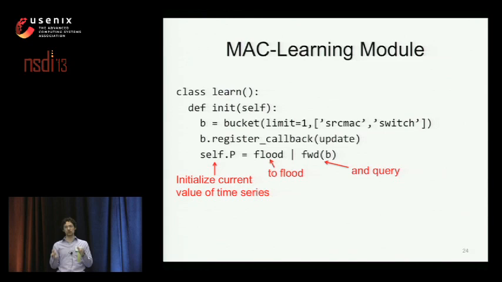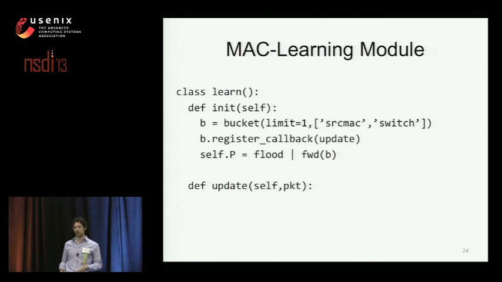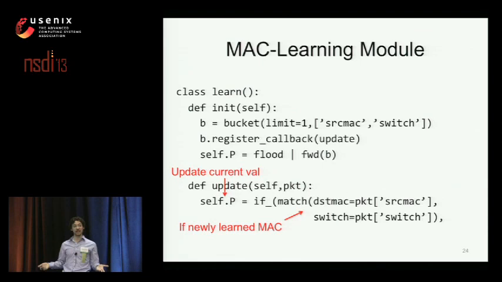In case you're not familiar, a MAC learning switch works by starting out by flooding, and over the course of time, it learns the correspondence between MAC addresses and ports and changes its forwarding behavior accordingly. And that's precisely what our update function is going to do. It's going to take this new packet, which we're going to learn from. It's going to update the current value of the time series by setting it equal to a conditional statement.